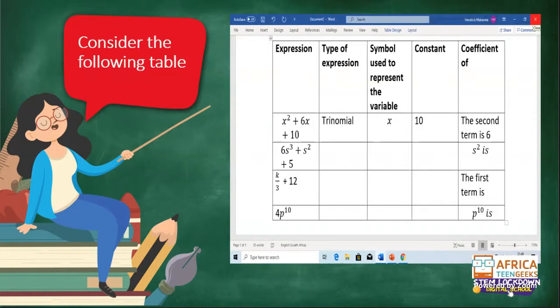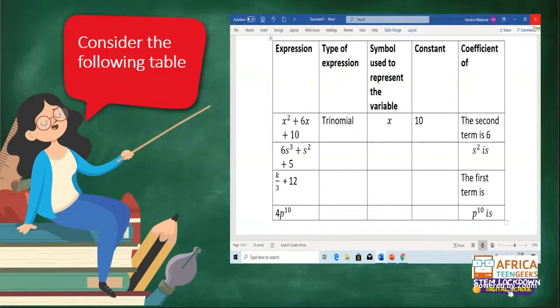Nosipo? Yes, sir. What type of expression is K over 3 plus 12? It's a binomial. Why do you say it's a binomial? Because it has 2 expressions. Give me those expressions. K over 3 plus 12. Okay, great. That's a binomial.